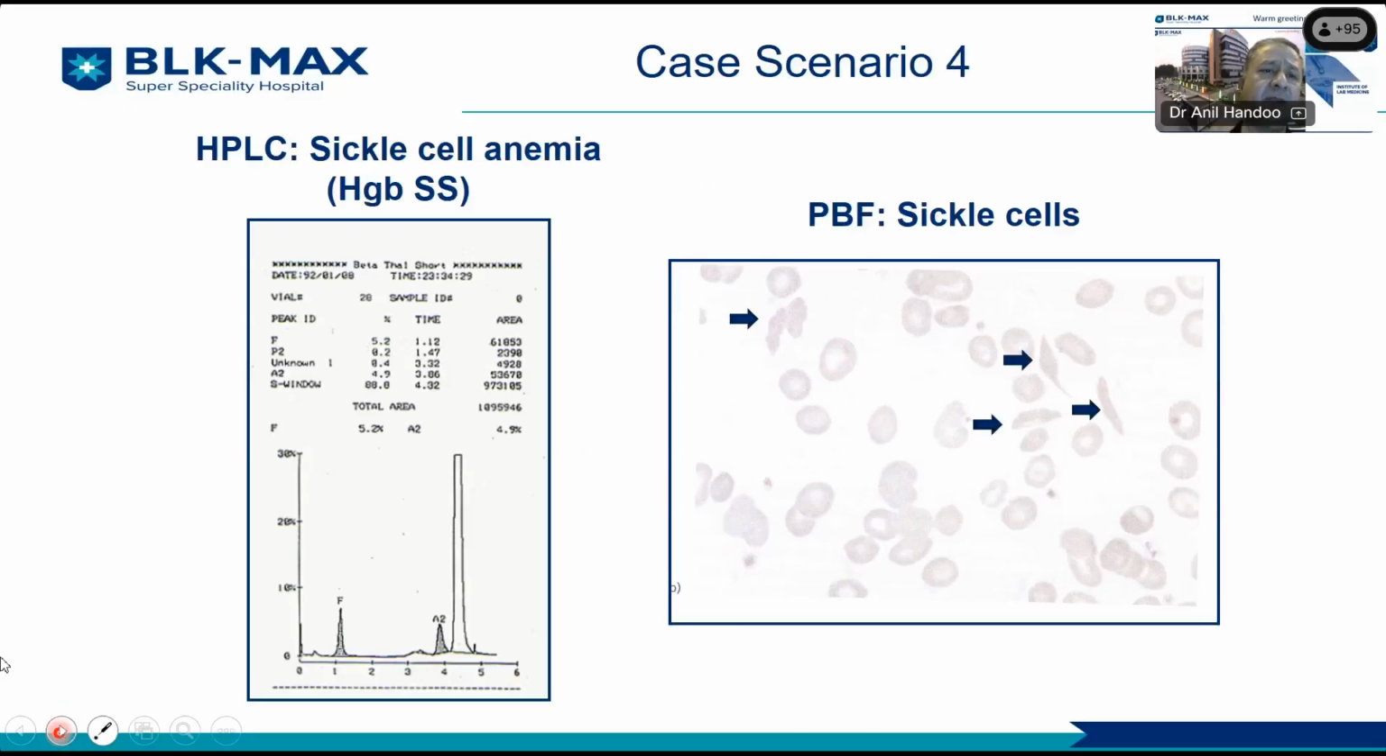Coming to another case, if you look at these pictures, this is a hemoglobin HPLC of a patient who has very classical sickle cells in his peripheral blood sample.